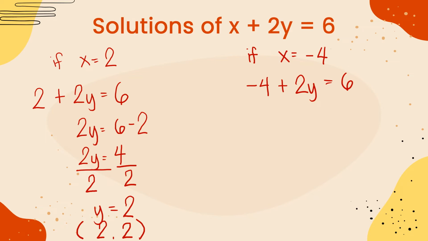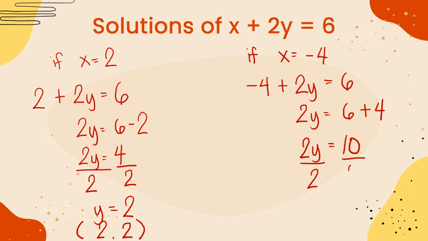Ililipat ulit or applying the APE. So we have 2y is equal to 6 plus 4. 6 plus 4 is equal to 10. Yes. So we bring down 2y. 2y is equal to 10. And dividing both sides of the equation by 2, so y is equal to 5. So another solution is negative 4, 5.